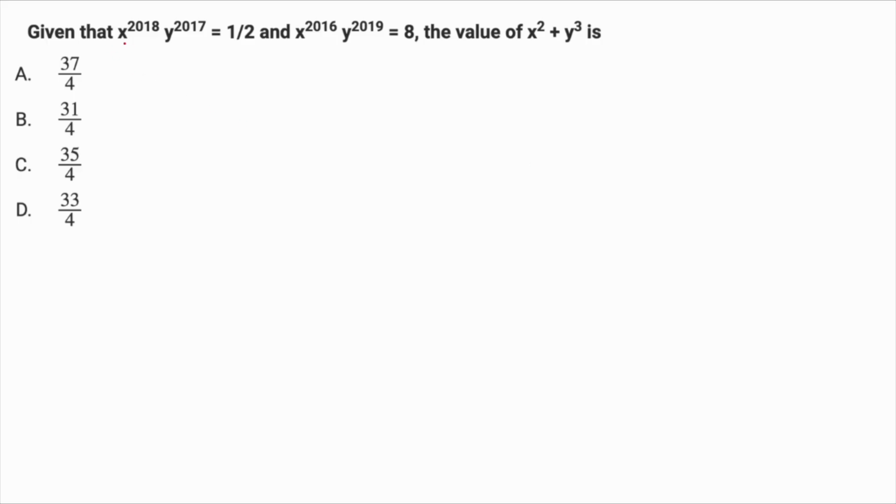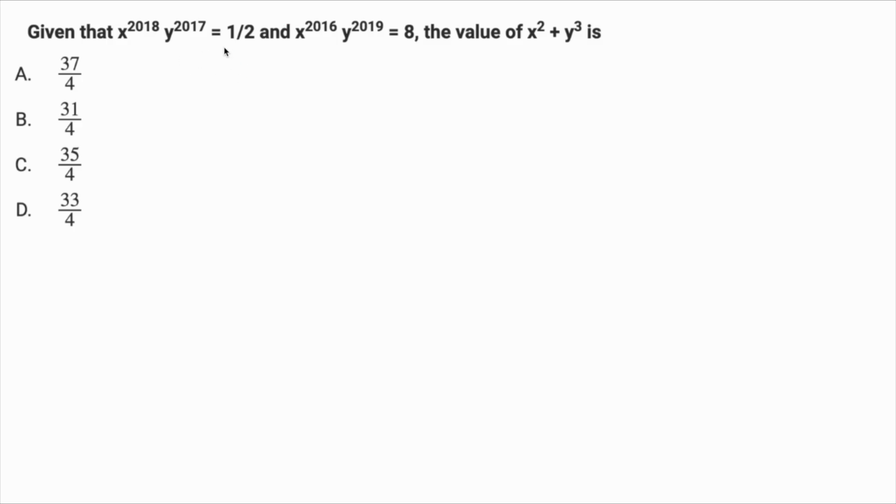Alright, so given that x raised to 2018 into y raised to 2017 is 1 by 2 and x raised to 2016 into y raised to 2019 is equal to 8, the value of x square plus y cube is.